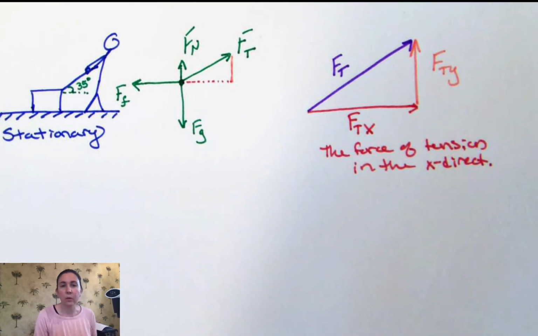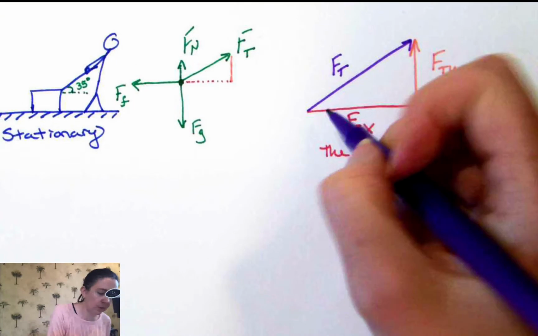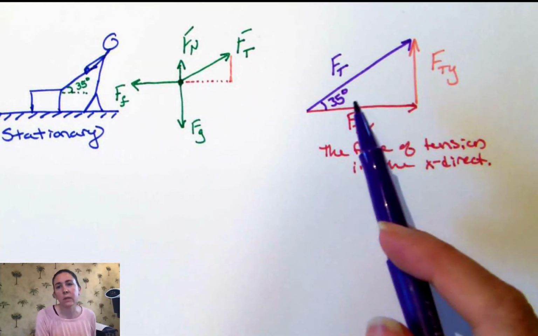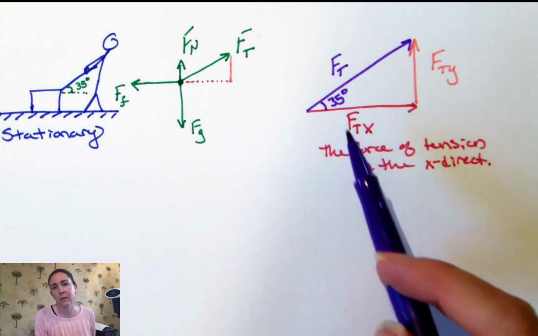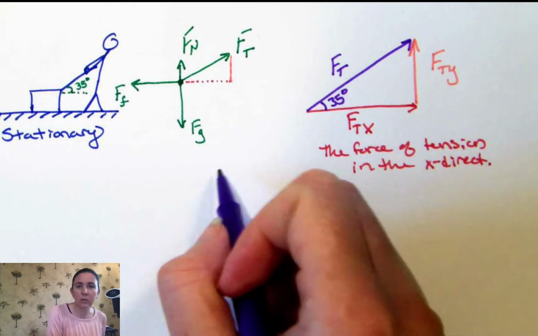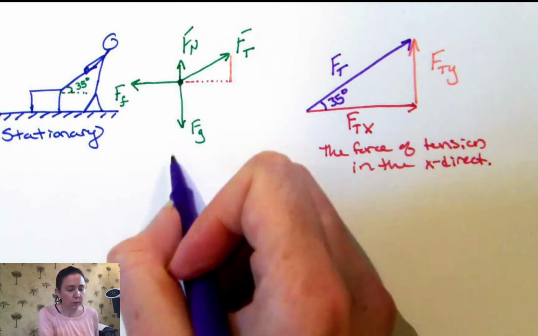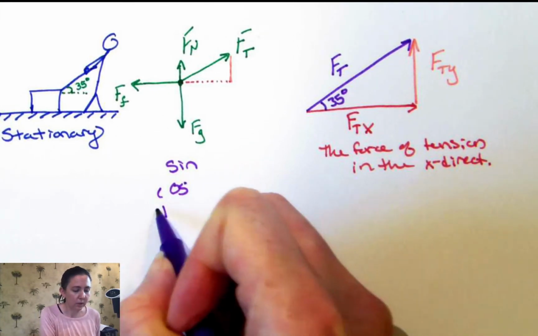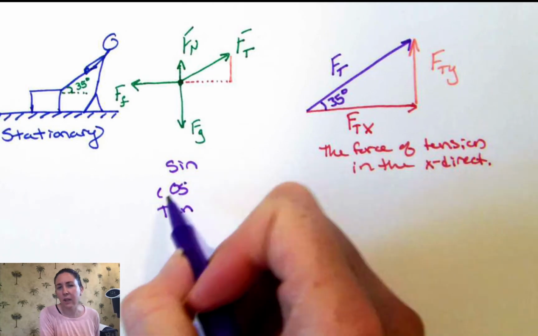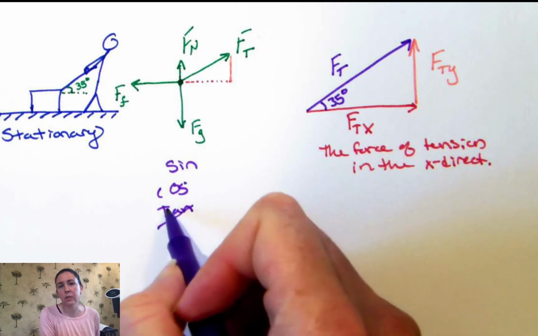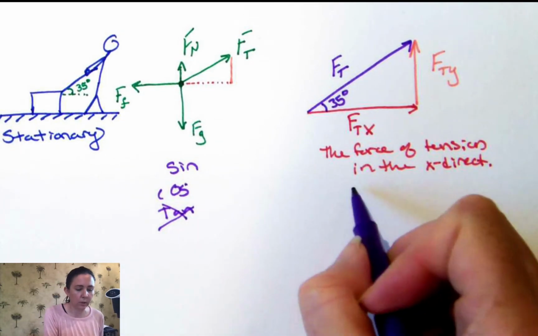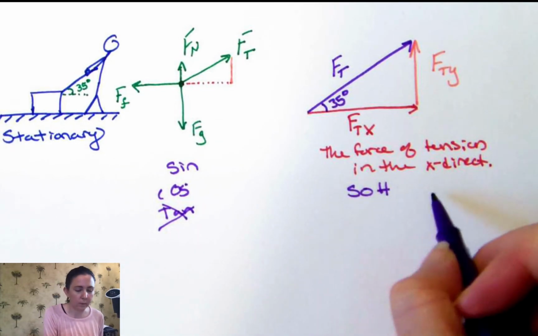All right, so if the angle here is 35 degrees, how do we find the components of these two sides? How do we find how big this side would be? Well, we have to use trig functions. So sine, cosine, and tangent. I hardly ever use tangent, so it'll just be really the sine or the cosine. And so think about your SOHCAHTOA you learned in math.